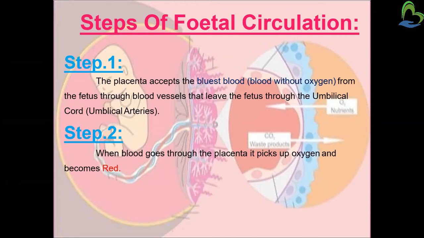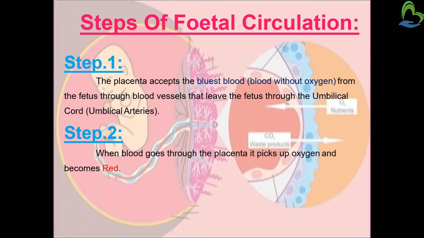In step one, the placenta accepts the bluest blood, meaning blood without oxygen, from the fetus through the blood vessels that leave the fetus through the umbilical cord. Means the maternal placenta accepts the blood without oxygen. This is step one.